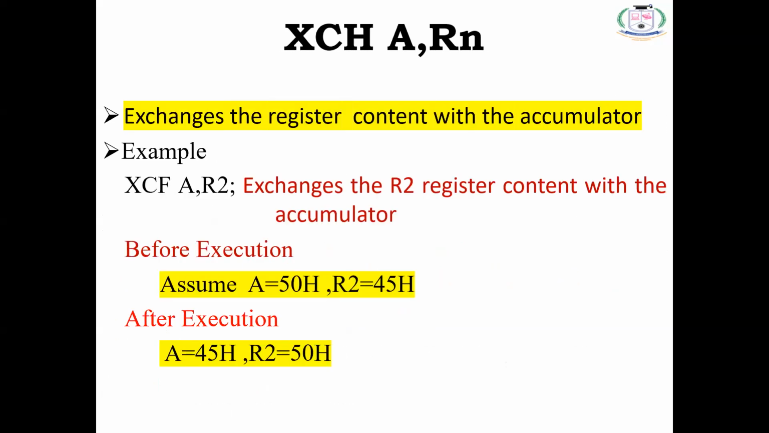Then exchange, XCH. XCH means very simple exchange. The accumulator and register content will get exchanged. Before execution, the accumulator is 50 and R2 is 45. Now the 50 will move to R2 and 45 will move to the accumulator. So that is exchange.